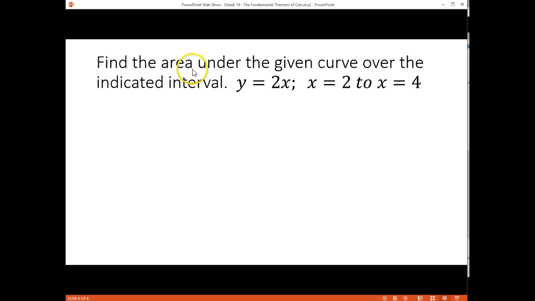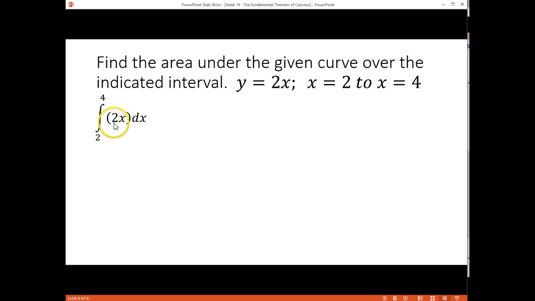Here's another one. Find the area under the curve over the indicated intervals. I have y equals 2x. I want to go from 2 to 4. Well, notice this is the lower of the two numbers, so this is your lower bound, this is your upper bound. This is simply your function. So I'm going to integrate from 2 to 4 of my f of x, which is just 2x dx.